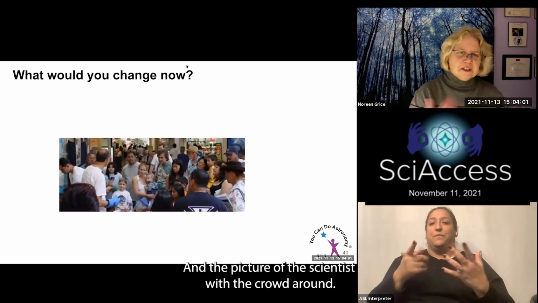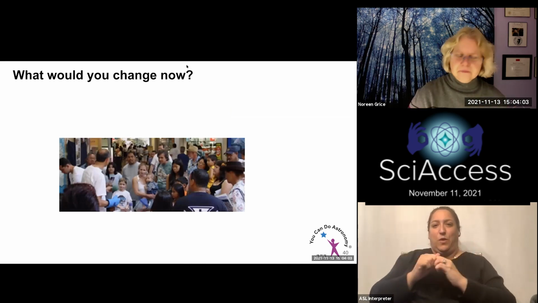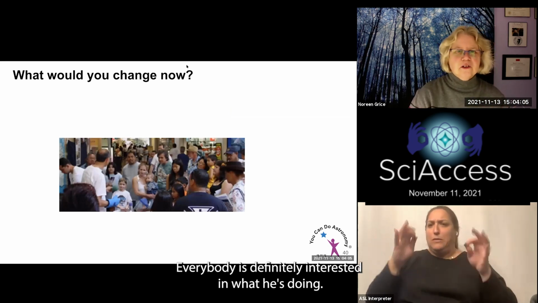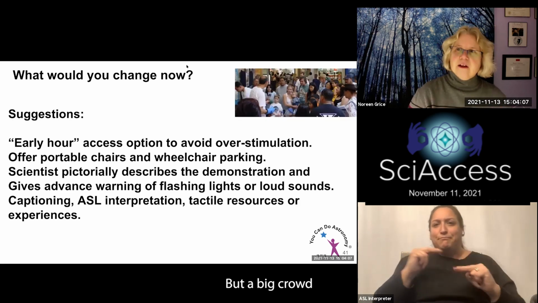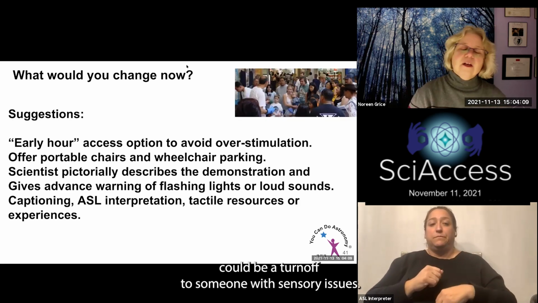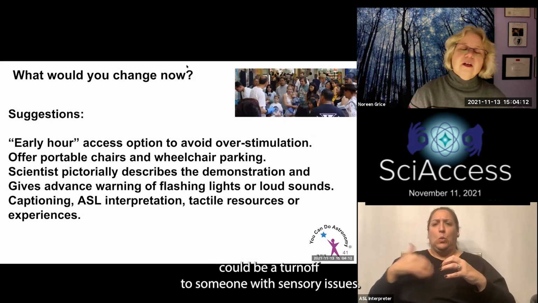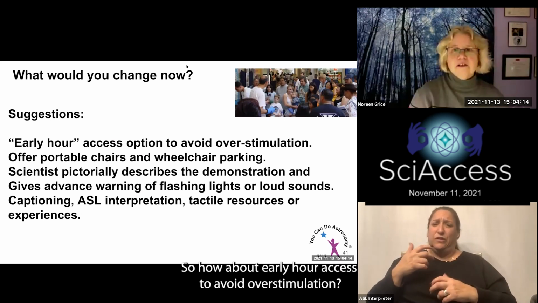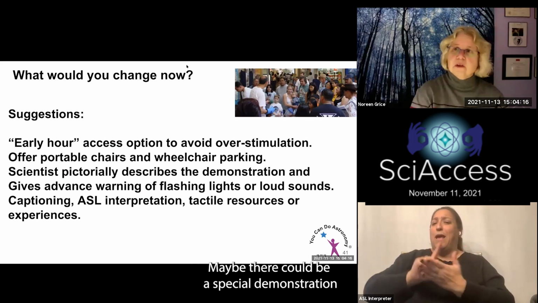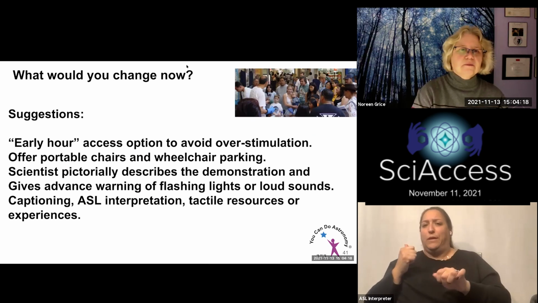And the picture of the scientist with the crowd around. Everybody's definitely interested in what he's doing, but a big crowd can be a turnoff to someone with sensory issues. So how about early hour access to avoid overstimulation? Maybe there could be a special demonstration.